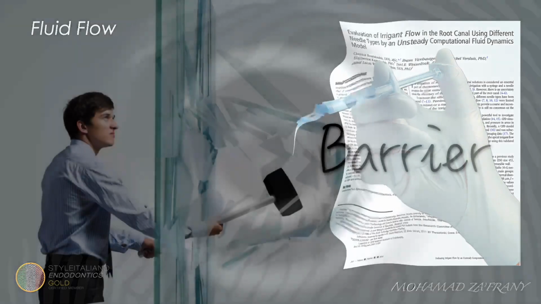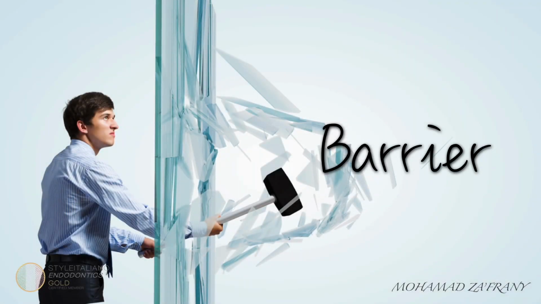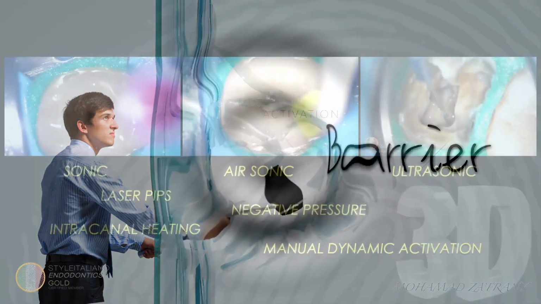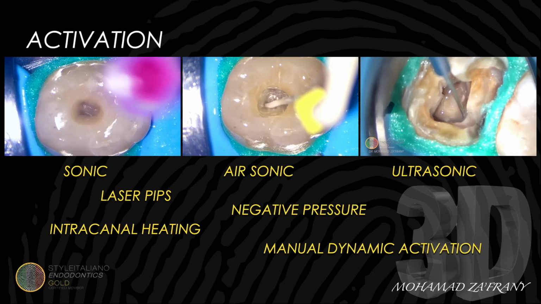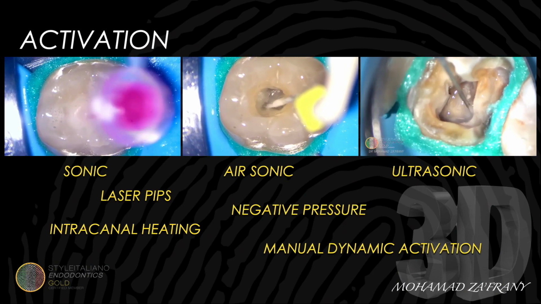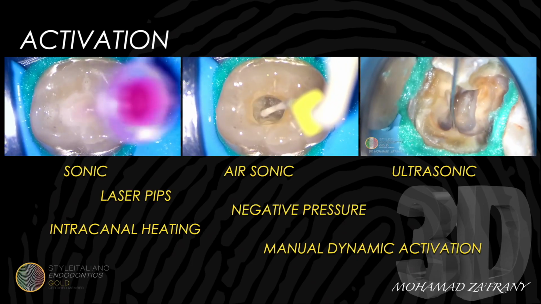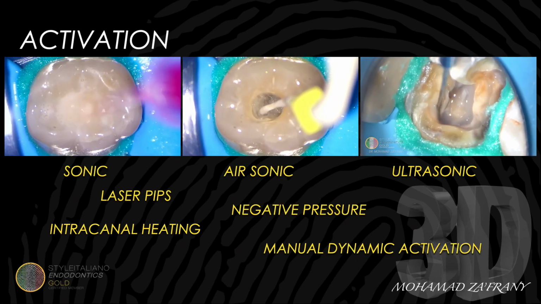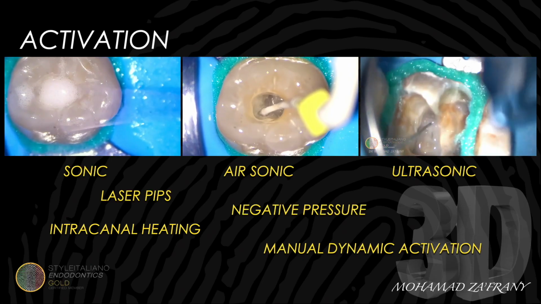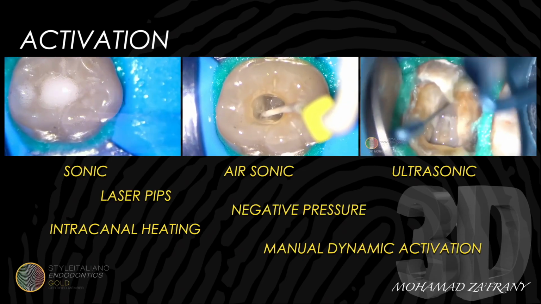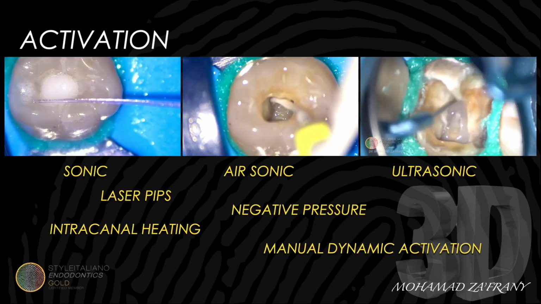So it is very important to break the barrier between good contact of the irrigation solution and the contaminated dentine walls, involving the removal of the smear layer that formed during mechanical instrumentation of the canal. Many irrigation activation techniques are known to clinicians and already incorporated in daily endodontic practice to improve the disinfection process, including sonic, air sonic, ultrasonic activation, laser PIPS, intracanal heating, negative pressure, or manual dynamic activation.